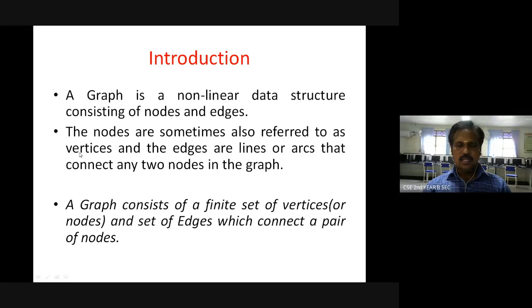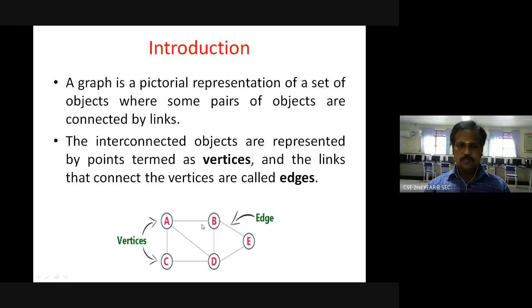A node, or otherwise called vertices. Vertices and nodes are both the same. Edges: if there is a path between vertices or nodes, that is called an edge. That is the basic definition for nodes and edges. A graph consists of a finite set of vertices and a set of edges which connect a pair of nodes. If there is a path between a pair of nodes, that is called an edge. That is the definition for edge and also node.